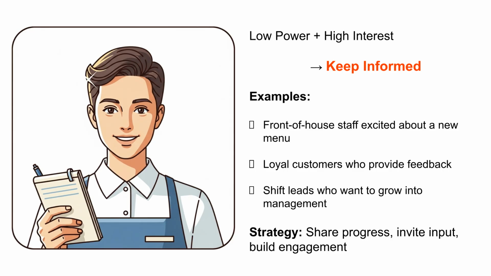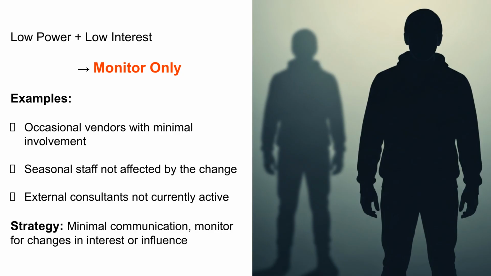Stakeholders with low power but high interest, such as front-of-house staff or loyal customers, should be kept informed. Share progress, invite their input, and actively build their engagement to leverage their enthusiasm. For stakeholders with low power and low interest, like occasional vendors or seasonal staff, the strategy is simply to monitor them. Keep communication minimal, but be vigilant for any changes in their interest or influence.